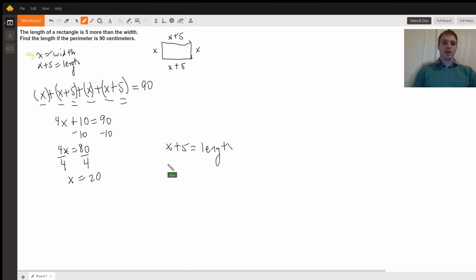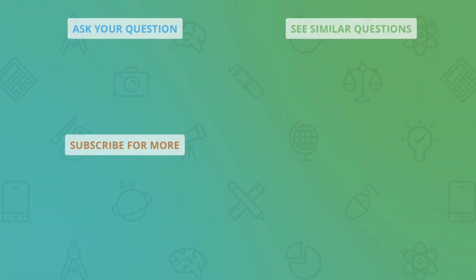And we have 20 equal to x. So by the substitution property of equality, we can plug in 20 for x, and we get 20 plus 5 is equal to the length, which is just 25. And that is your answer. So we'll box that. Hope that helped.